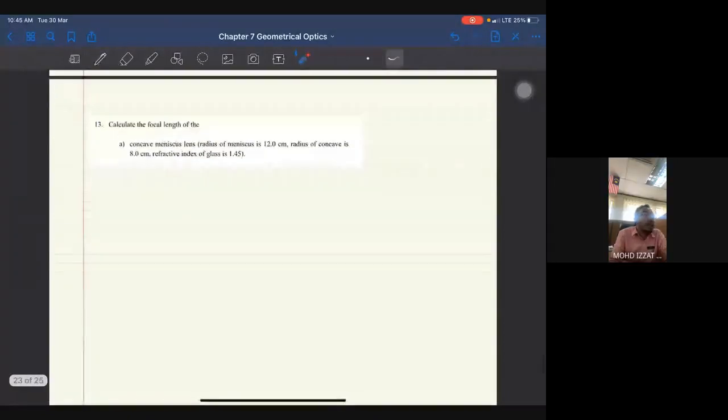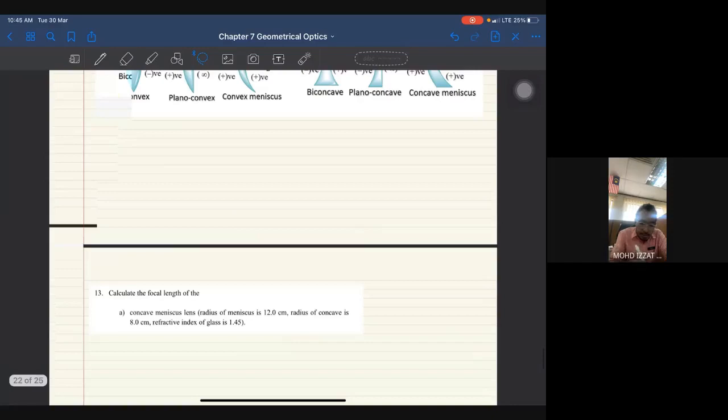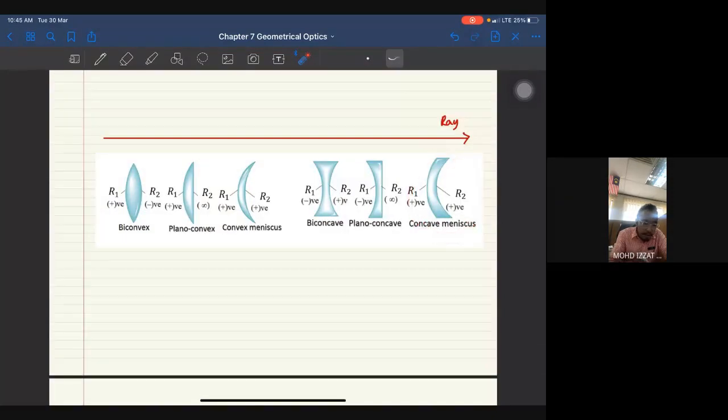Cuba tengok satu soalan dekat tutorial. So, this is actually question number 13. Calculate the focal length of the concave meniscus lens. Radius of meniscus is 12 cm and radius of concave is 8 cm. Okay. First thing first, obviously we want to draw the diagram. Okay. Concave meniscus actually yang gemuk ke yang kurus? Yang gemuk. This one. Okay, maybe we can try to draw the diagram first.